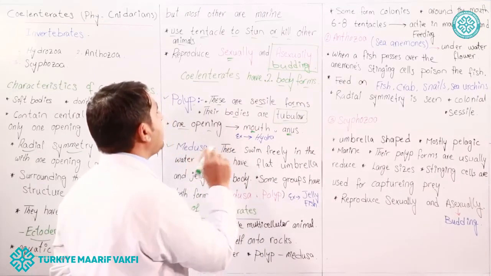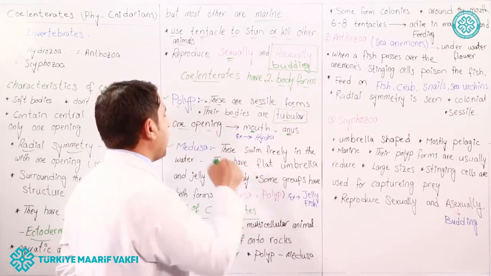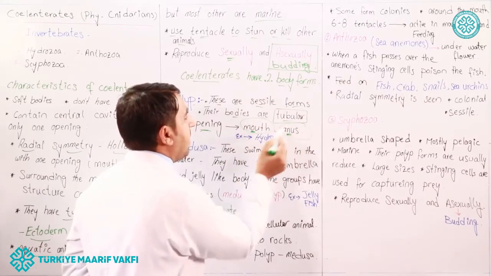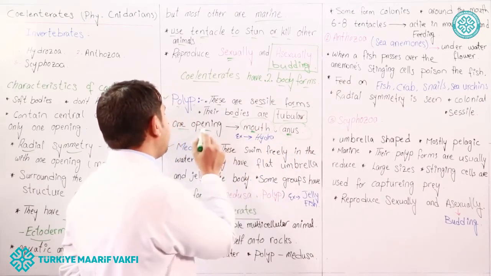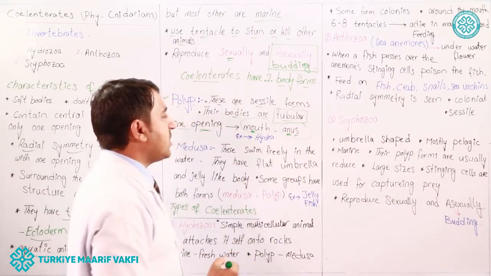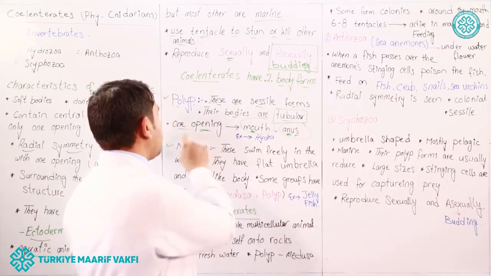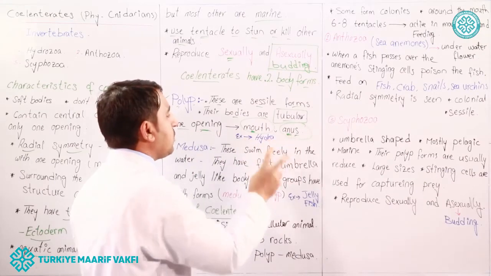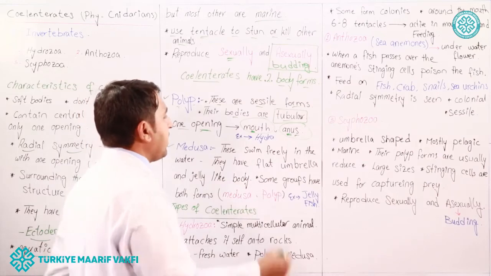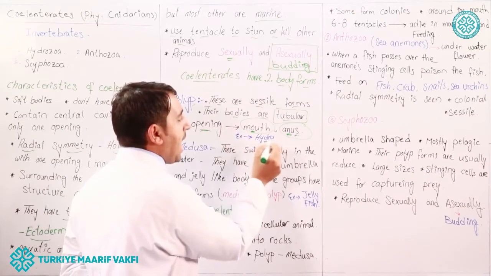But in coelenterates, the polyp form of these animals has just one opening, and this one opening works as both mouth and anus. They can eat through this one opening, and also they can remove the waste products of their food from the same structure. That is, mouth and anus both work in this living organism. So we can give an example of the polyp form: hydra.